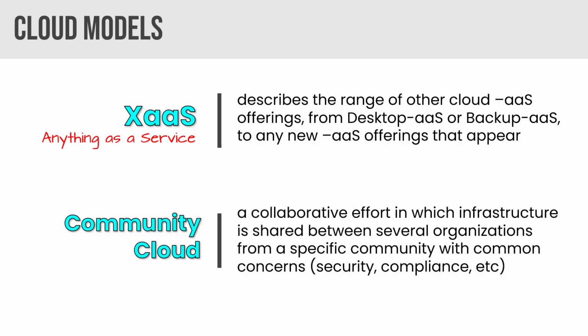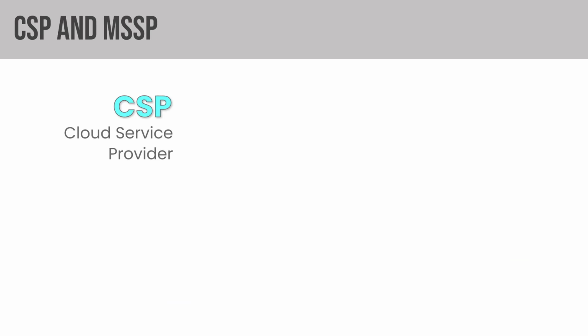Community cloud. So this is a collaborative effort in which infrastructure is shared between several organizations, usually from a specific community with common concerns around security and compliance. For example, you might see several law firms running in a community cloud, or maybe particular niche health organizations. And that community cloud may be managed by its members, or it could be managed by a third party, but it's just a collaborative effort to produce efficiencies for organizations with common requirements.